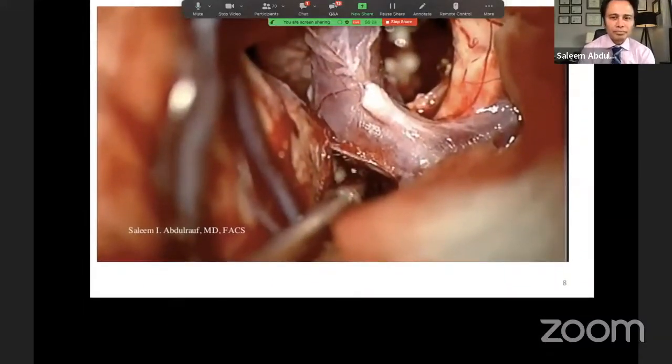Let's now enter into an actual surgical scenario. This is a left-sided transsylvian approach. So let's orient ourselves. This is the left frontal lobe. This is the left temporal lobe. Okay. This is our internal carotid artery here.